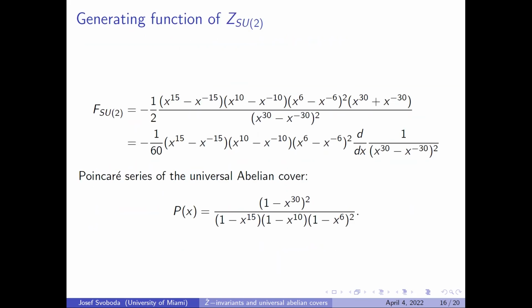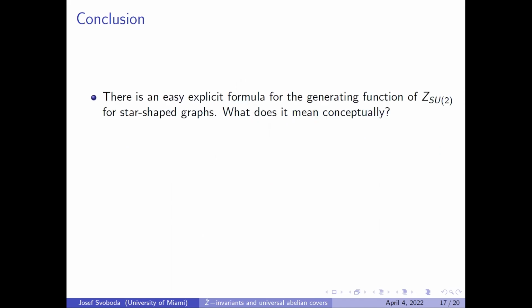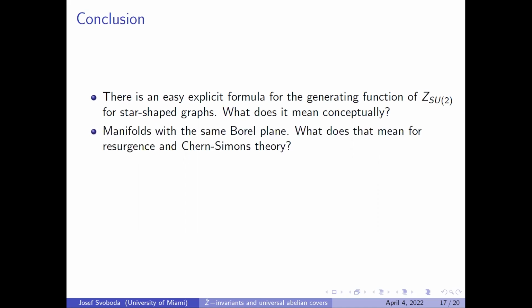Yeah, and that's basically all I wanted to say, up to the things which I forgot. So the conclusion is that there are some easy and kind of unexpected explicit formulas for these generating functions. And so the obvious question is, what does it mean conceptually? Why are there such easy formulas? What do they mean for the Z-invariants? What do they mean for 3D topology? Then we have manifolds with the same Borel plane, with the same generating function. So apparently this is surprising. So what does it mean for the resurgence analysis and for Chern-Simons theory?